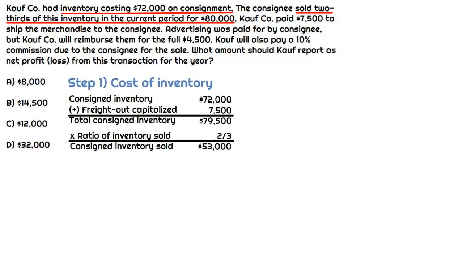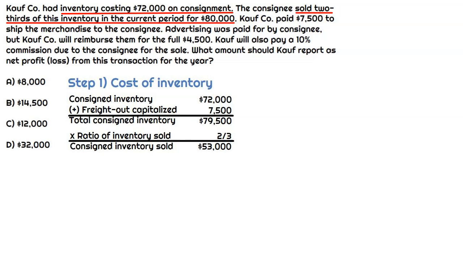So again, the question said that 2/3 of the inventory was sold, right? But we only know the total cost of the inventory was $72,000. And we also have to add in that $7,500 of freight out that's capitalized only for consignment relationships, right? So that means total consigned inventory would be capitalized at $79,500 on the balance sheet.